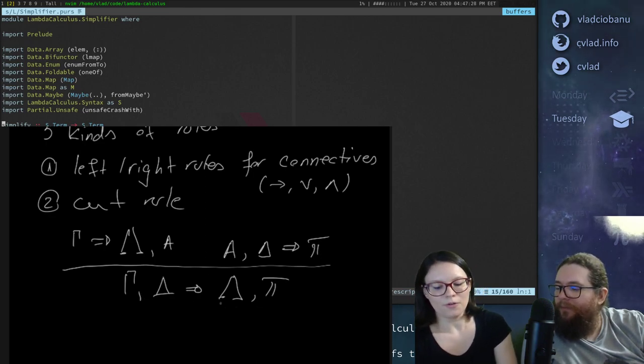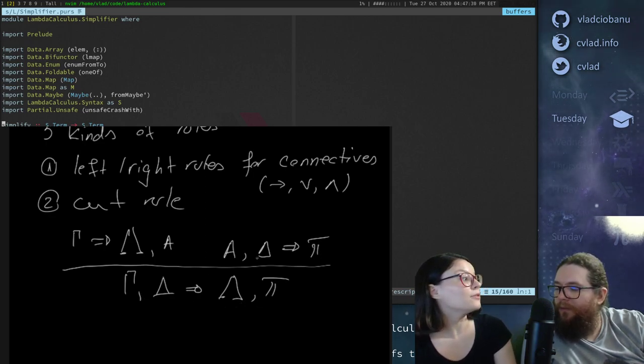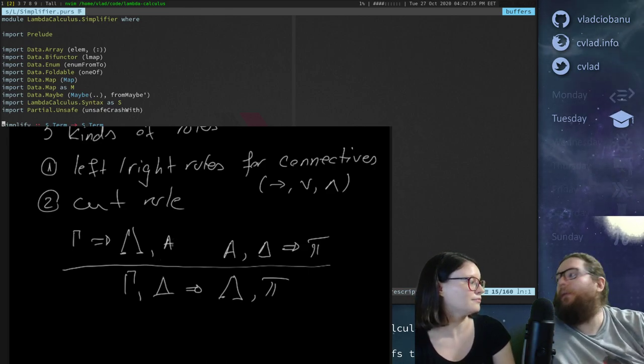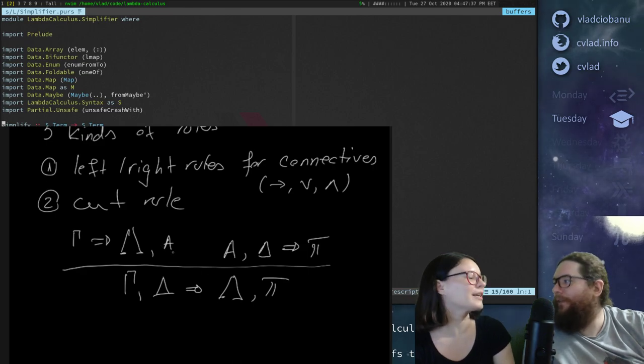Oh, so you need to find this formula you use for cut, right? You need to search for it. And so this doesn't lead to a simple algorithm. It leads to searching, right? Yes.